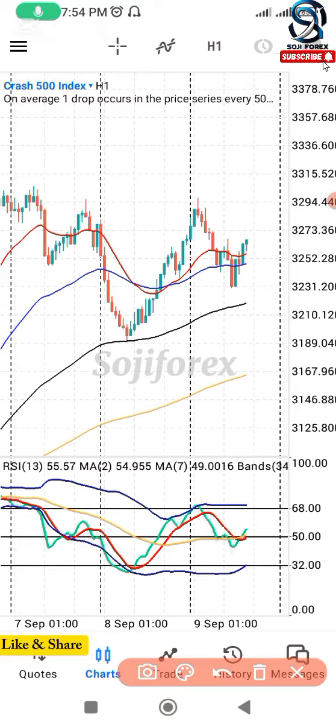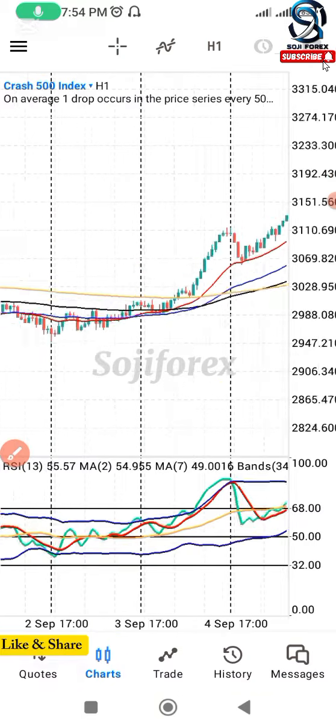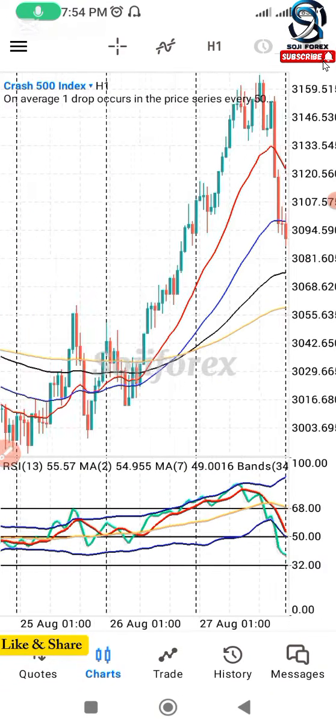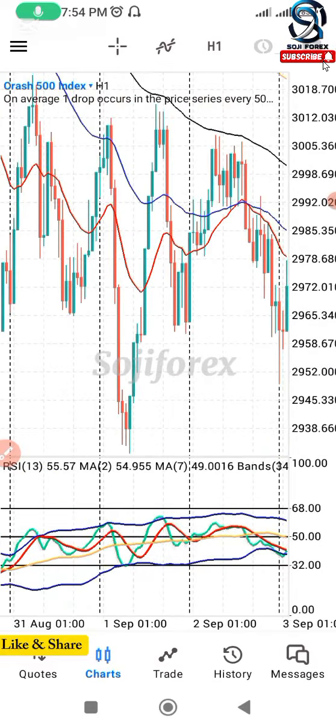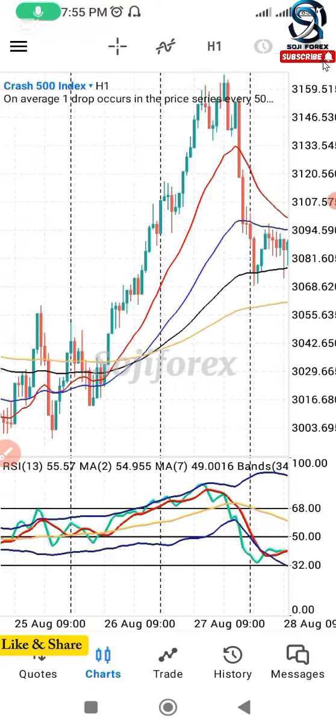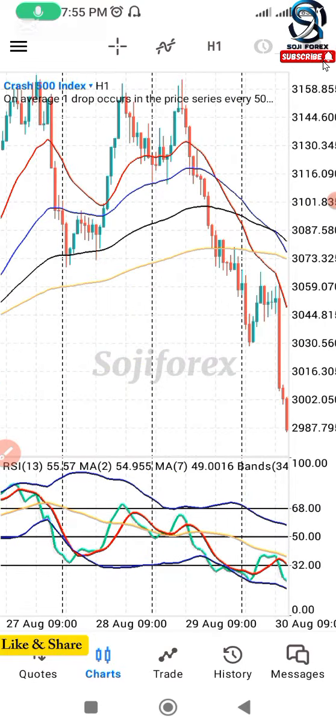80% of the time, the first pullback to the 200 zone will play out, but any subsequent one will have a high tendency of breaking the trend of the market to the opposite direction. So let's look at this and see how this plays out. Now, look at what I said earlier. I said 80% of the time it will play out.